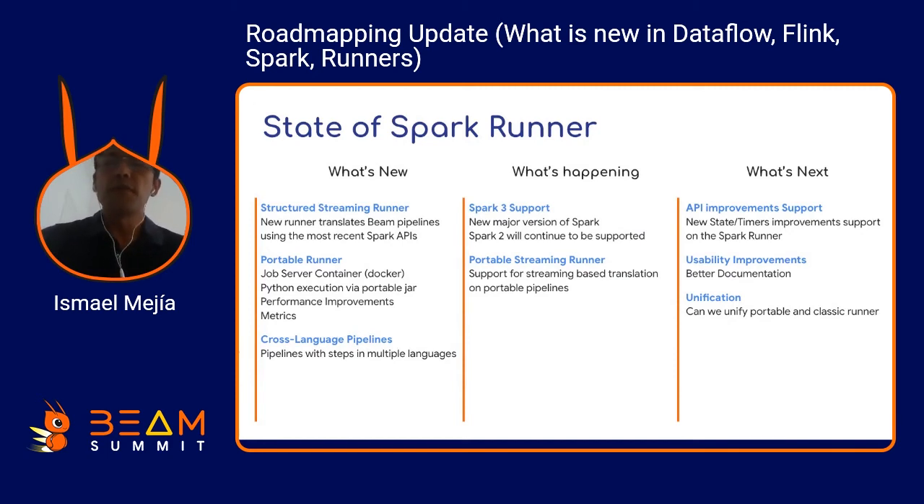The biggest part of work during the year was around the portable runner, to make it at par, at least, with the other runners. We now have a Docker image for the runner's job server. We have support for Python, easier deployment in Python, lots of performance and correctness improvements, and we have metrics now. And we are testing cross-language pipelines every day as part of continuous integration. So this is already supported.